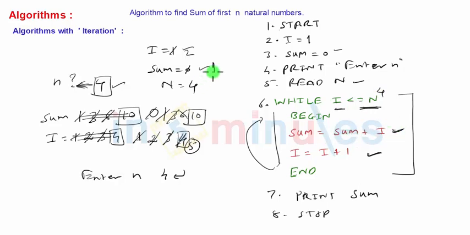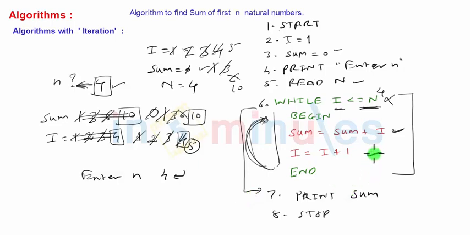Sum equals sum plus I, so sum changes to 3. Then I equals I plus 1, I becomes 3. Then again the process repeats itself to check I less than or equal to n. It's true, so it goes down. Sum equals sum plus I, so sum becomes 3 plus 3, which is 6. Then I equals I plus 1, I becomes 4. The algorithm checks, the condition is true. Since it is true, it adds, sum equals sum plus I, that is 6 plus 4, 10. Then again I equals I plus 1 occurs, I becomes 5. This time the condition is false and the iteration will stop and go down to the next step.